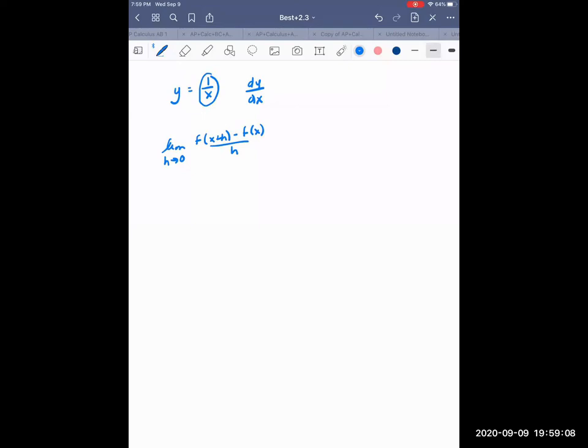Because when we have to evaluate f of x plus h, well, that's 1 over x plus h. f of x, of course, is itself. It's 1 over x. So when I put this back together, I've got 1 over x plus h minus 1 over x all over h. I have complex fractions. I forgot my limit.